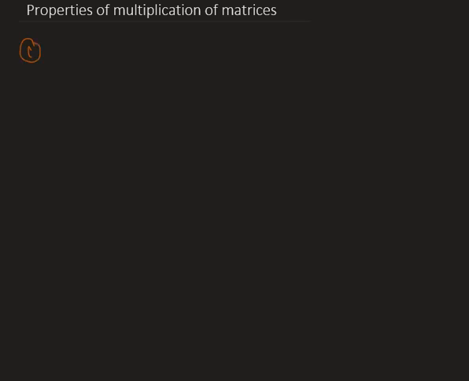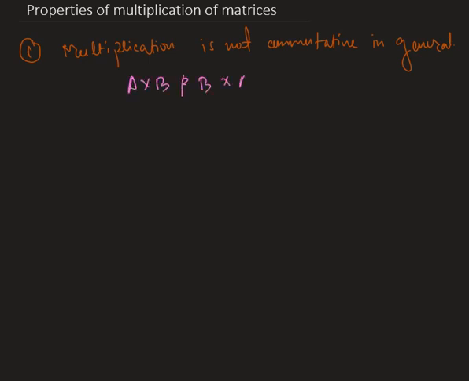which says that multiplication is not commutative in general. That is, AB, that is A multiplied by B, is not always equal to B multiplied by A.